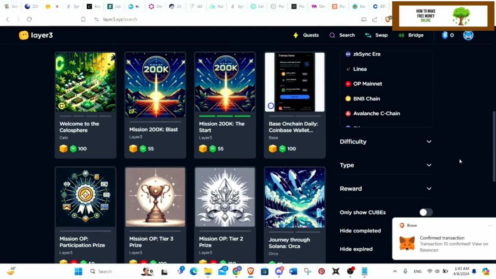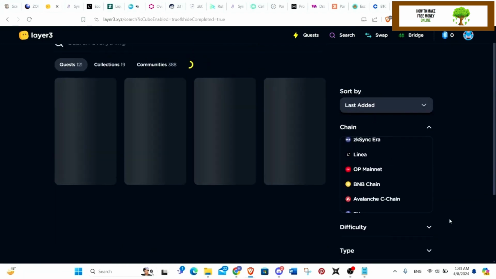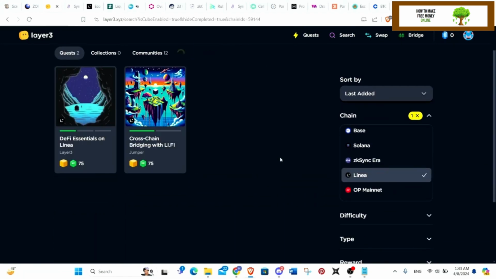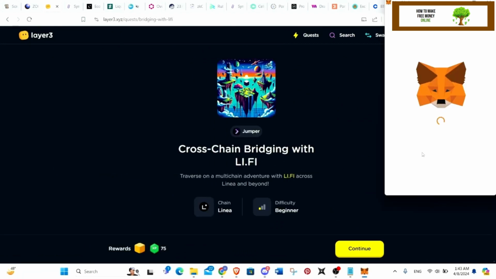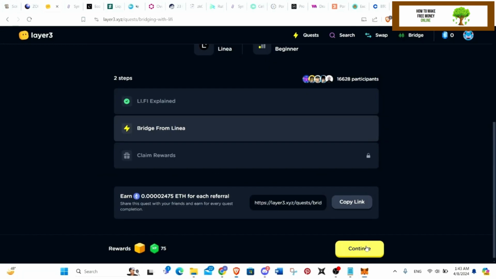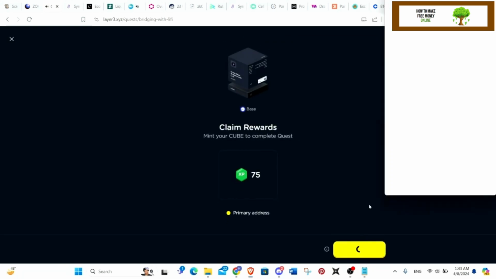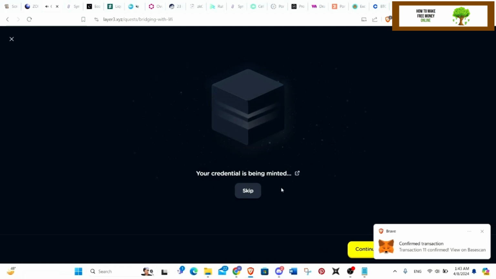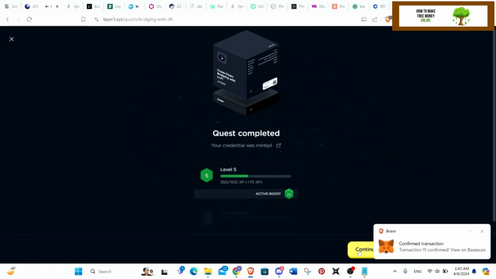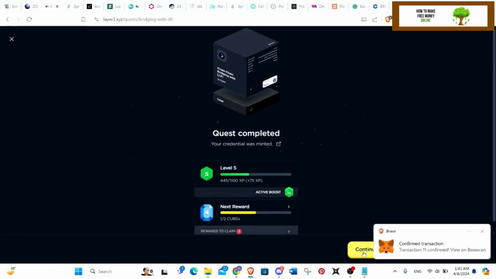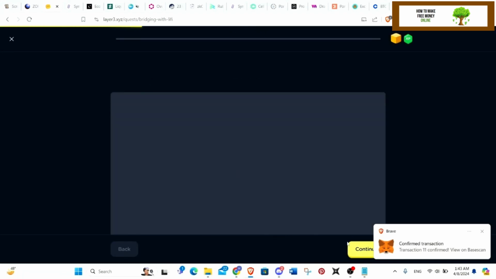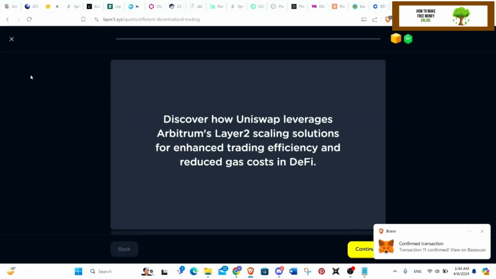Layer 3, we go back to only cubes, hide completed. We did some LINEA yesterday. One other one that wasn't completing is this one. So let's see if it works this time. Hopefully it does. All we need to do is click on claim, verify, because I bridged some from Jupiter to LINEA and it works. So claim rewards, my bad. So now I have, yep, that much. But why is it using the base one? That's weird. Okay, doesn't matter.